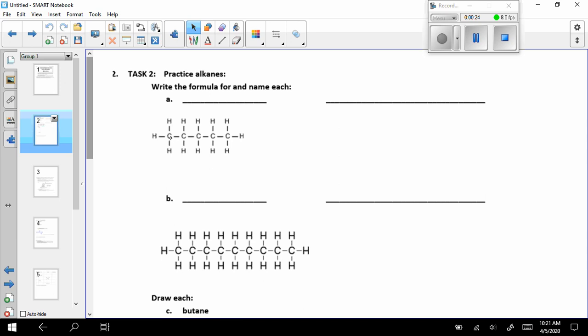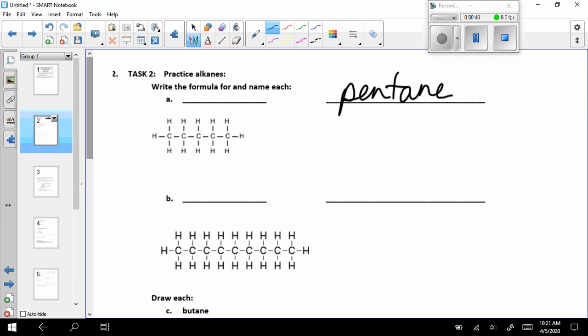So I look at this structure and it has 1, 2, 3, 4, 5 carbons, and they're all single bonds. So 5 is pent. Single bonds tells me it's an ane. So this is pentane. And then the formula, so I'm going to do it here just so I have a little bit more room. C5 and then H. I have two options. I could either go around and count them, or I know that for every ane, it's going to be double it plus 2. So double 5 is 10 and 2 is 12.